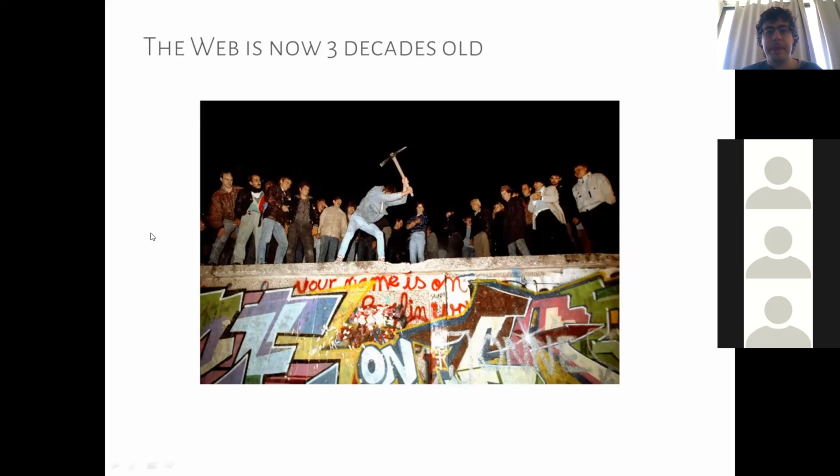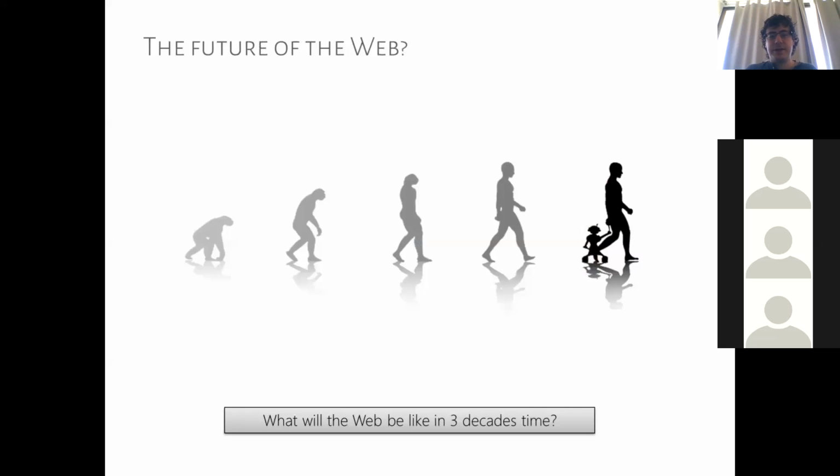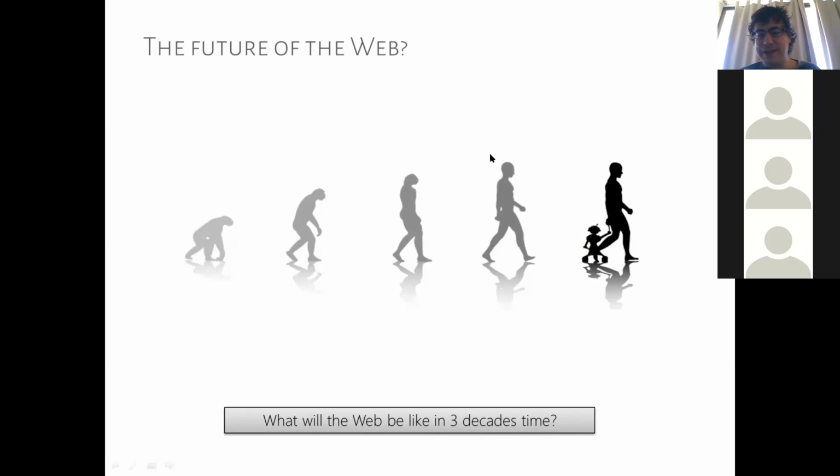So the web is now 3 decades old. So this begs the question: what would the future of the web look like? Right. So what will the web look like in 3 decades' time? So if we think about this, it's a pretty difficult question to answer, right? If you were to think we are now in 2020, so that would be 2051. What would the web look like in 2051? Okay, that's a tough question.